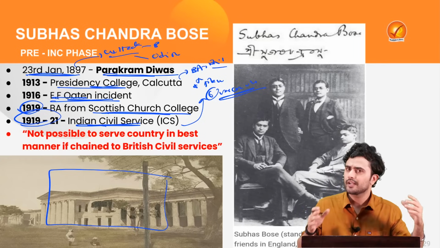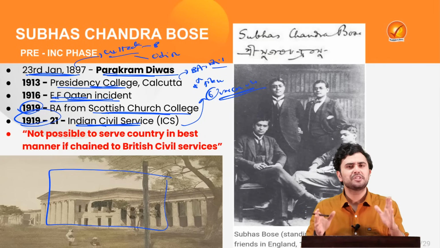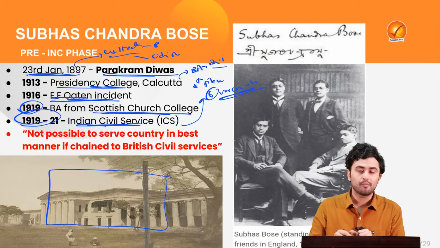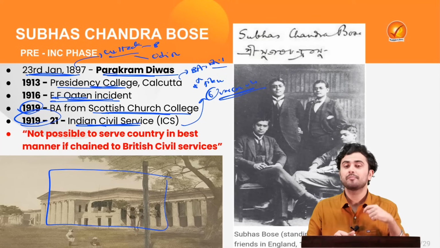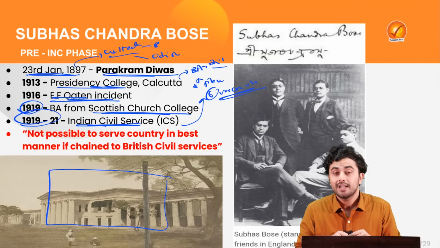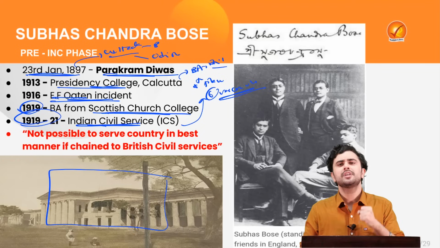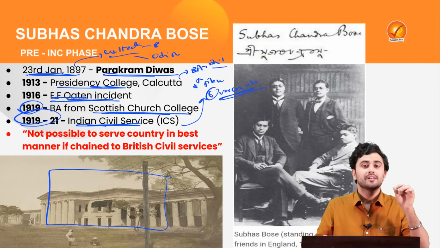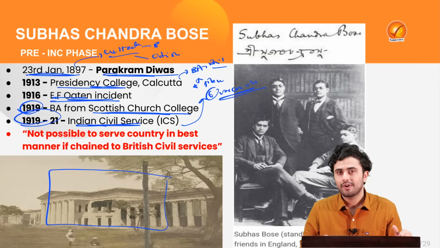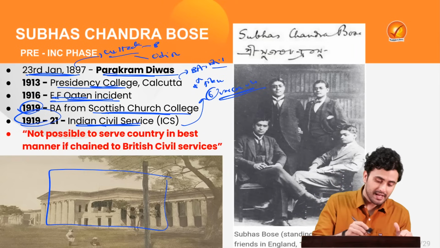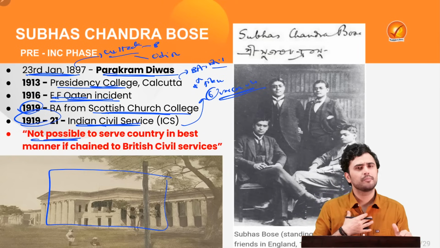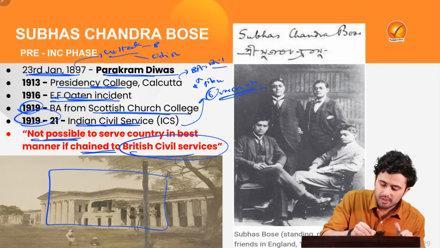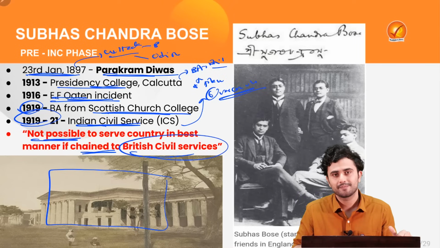horse riding test, etc. But at the same time, there was a nationalist movement brewing back home in the form of the non-cooperation movement led by Mahatma Gandhi. Thus, Subhas Chandra Bose found his calling to fight for the freedom of the country and wrote an apology letter to his father back home, where he wrote that it is not possible for me to serve the country in the best manner if I am chained to the British civil services.